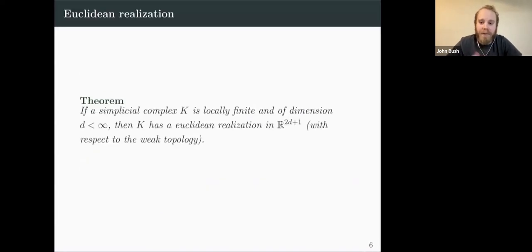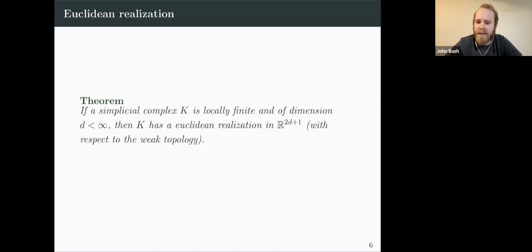And then a very well-known theorem says that if a simplicial complex K is locally finite and it's of finite dimension D, then K has a Euclidean realization in R^(2D+1). And again, this is with respect to the weak topology.